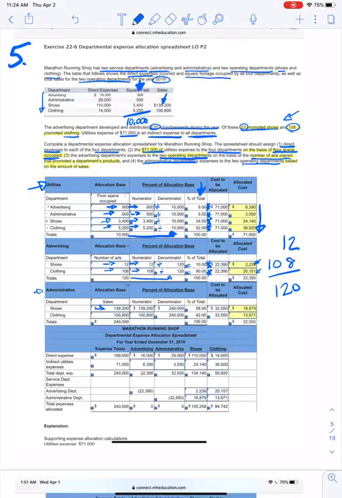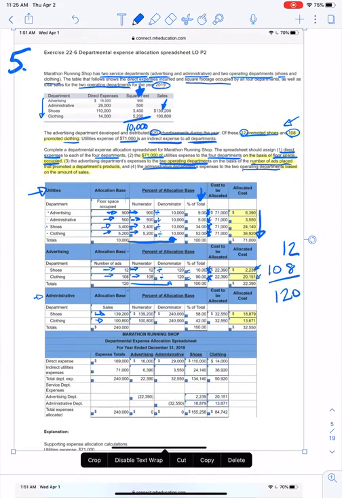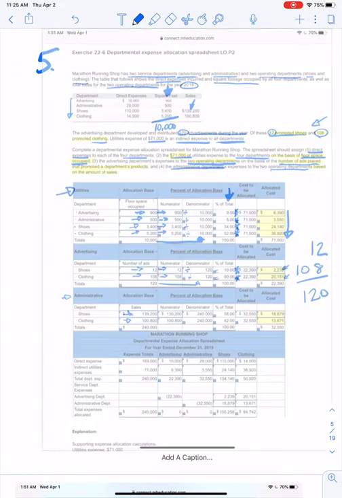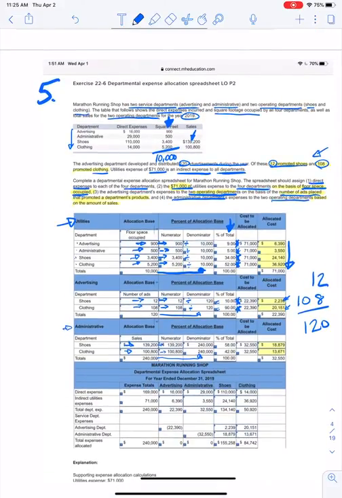So for shoes, I can see very clearly I have $139,200 in sales for shoes and $100,800 in sales for clothing. Now, if I take the sum of those two items, I'll get $240,000. Now that $240,000, just like it has been, is just going to slide over and become my denominator. And then my 139,200 and my 100,800 just slide over and become my numerator. So now I'll take my 139,200, divide that by my 240, and I'll get 58%. Then I'll take 100,800, divide that by 240, and I'll come out to 42%.